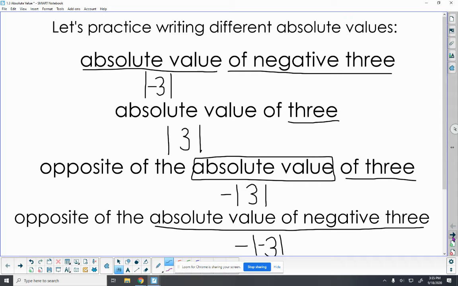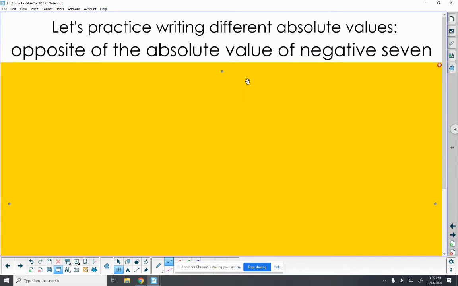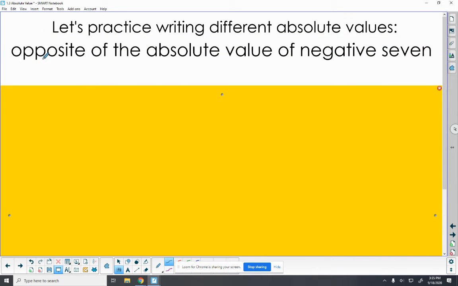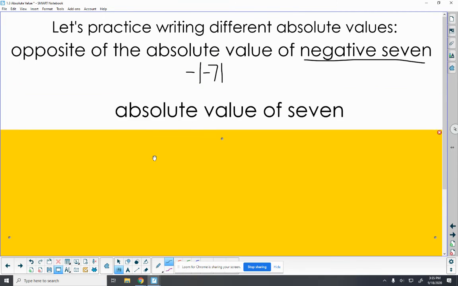Let's look at another set of those. Here we have the opposite of the absolute value of -7. So I'm going to start with my absolute value of -7. I'll put -7 inside those lines. And then I need the opposite of that.